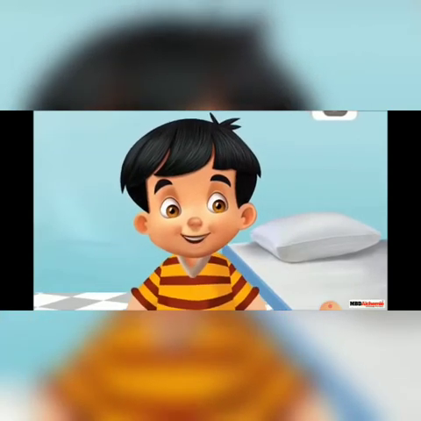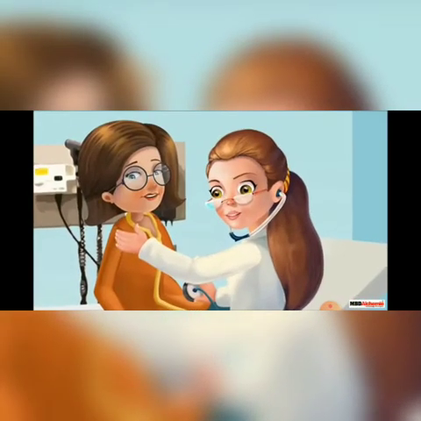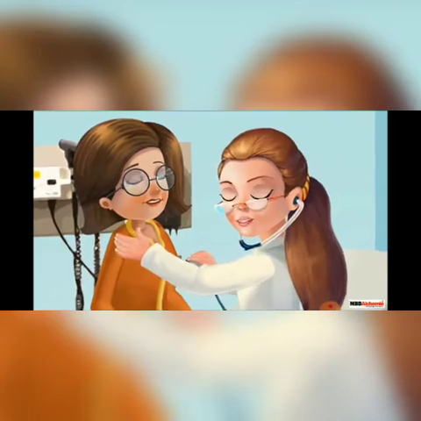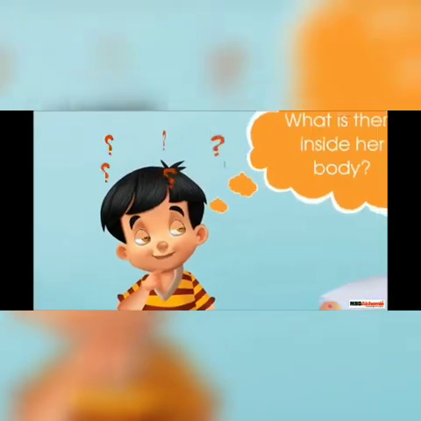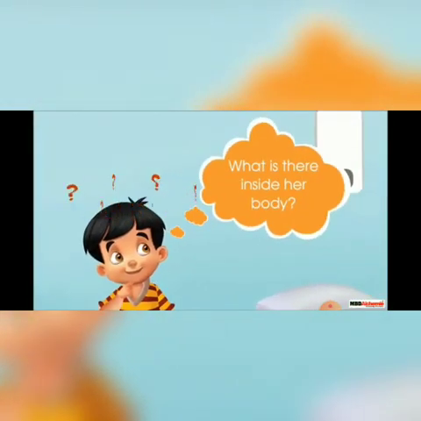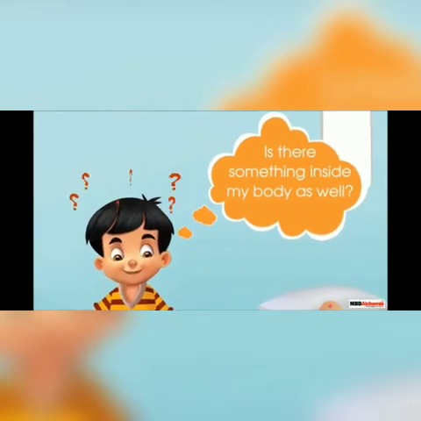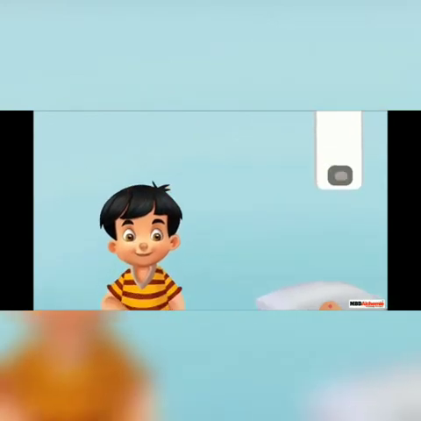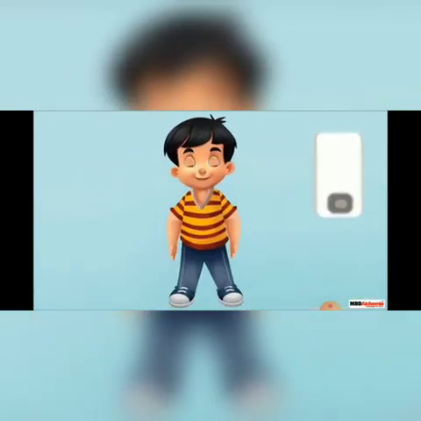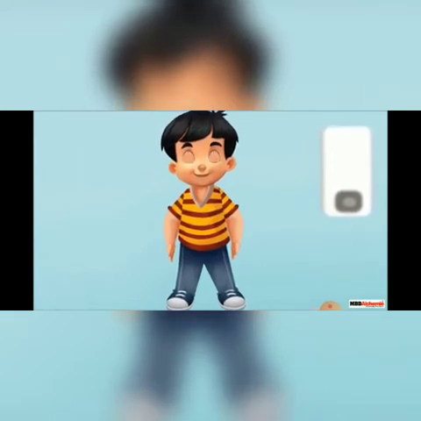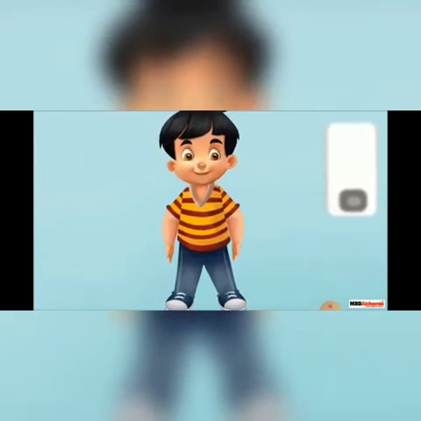What are you doing, doctor? I'm checking if everything is fine inside your mama's body. But what is there inside her body? Is there something inside my body as well? Do you also want to see what is there inside Sid's body? Come, let's peep into his body and find out.